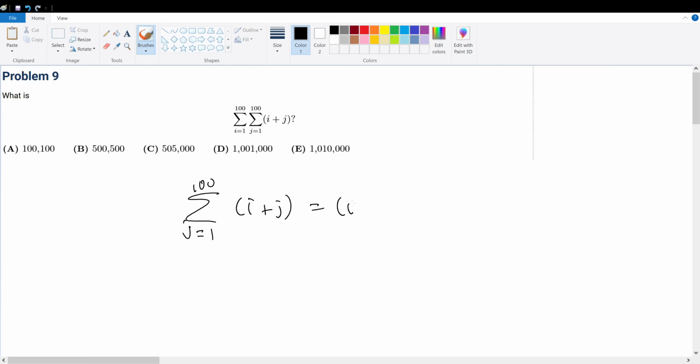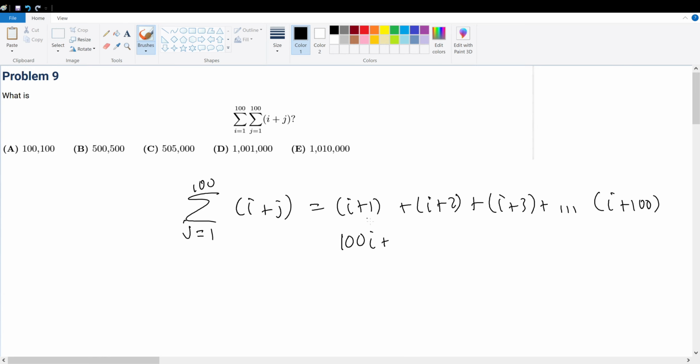Well, that is equal to i plus 1 plus i plus 2 plus i plus 3, right? And we see where this is going. This goes all the way until i plus 100. So what can we say here? Well, we can say that it's basically 100i plus 1 plus 2 plus 3 all the way to 100, right? As you can see with this expression.